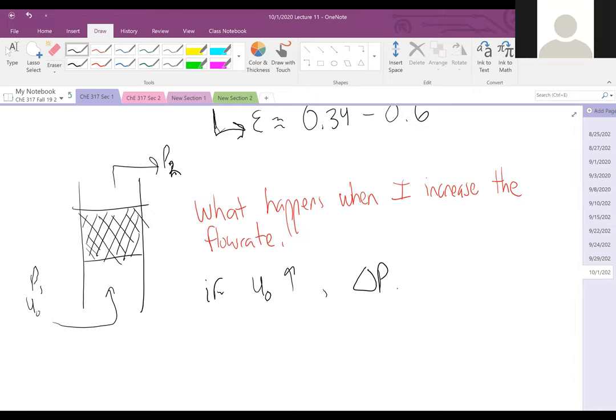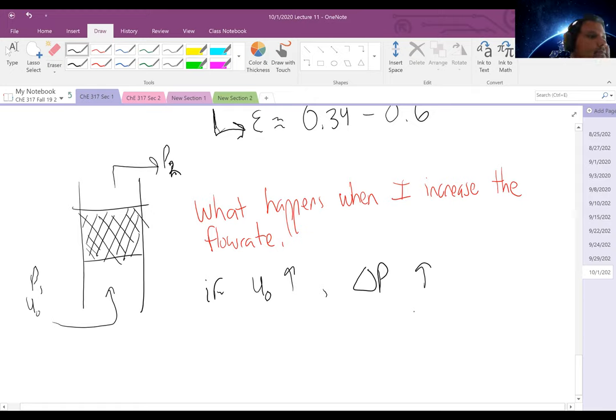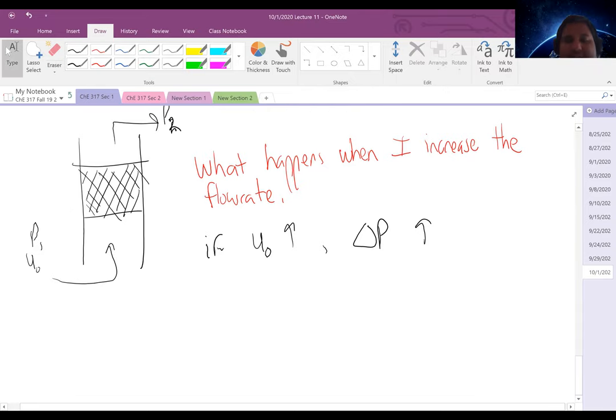It'll increase. So the pressure drop will increase. Right. So in general, if I increase my flow rate, I increase my pressure drop. What about the length of the bed? What happens to that?